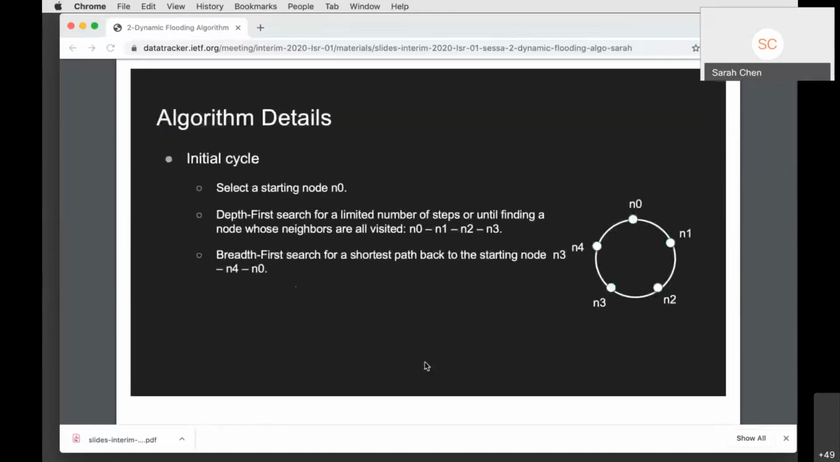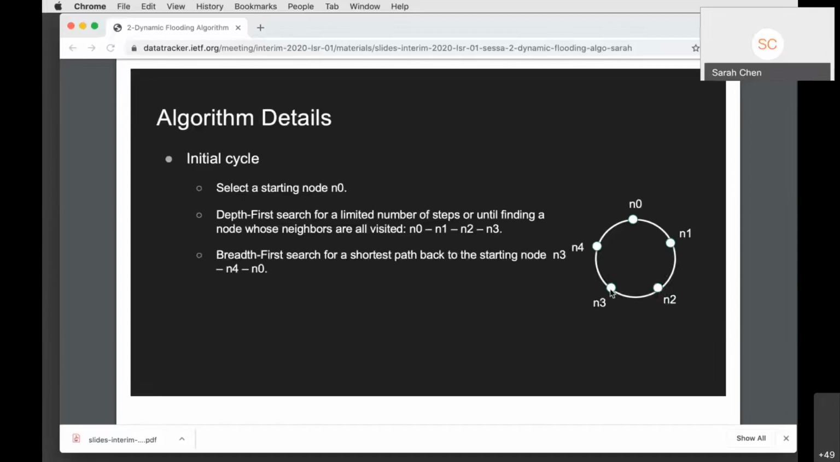Here are some details of the algorithm, how to find the initial cycle. We start by selecting a node in the base graph, the physical topology. This node can be the node that has the highest degree. Then we do a depth first search for a limited number of steps. In this example, from starting node N0, we find its neighbor N1, and then N2, then N3, and then we stop at some steps.